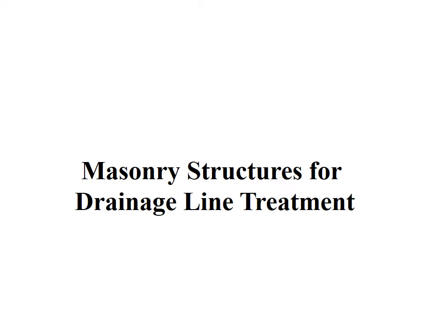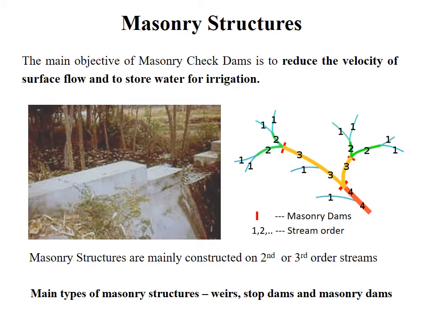Masonry structures for drainage line treatment. Masonry structures are obstructions made on second or third order streams with the use of cement, sand, steel and stones. There are three main types of masonry structures: weirs, stop dams and masonry dams.